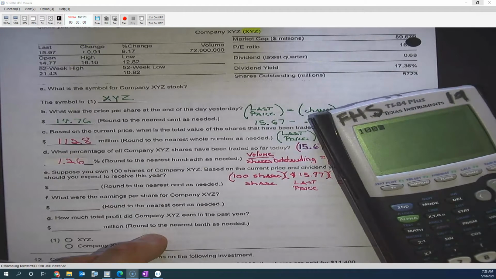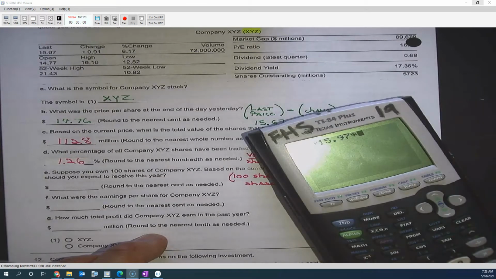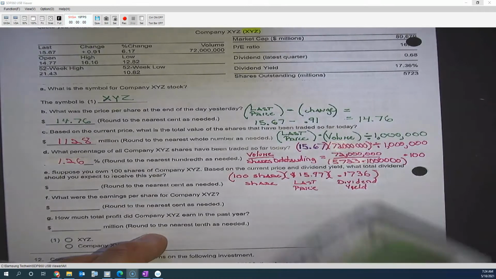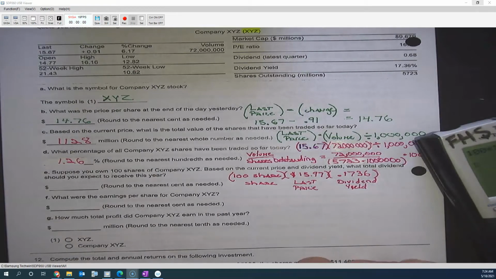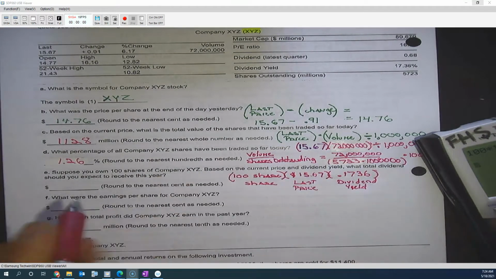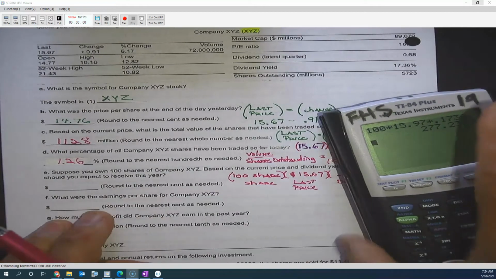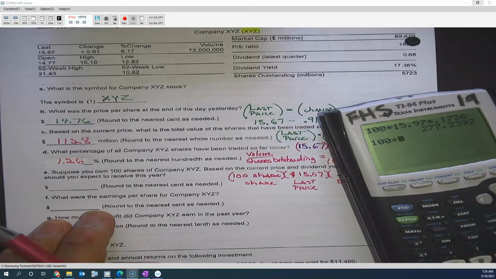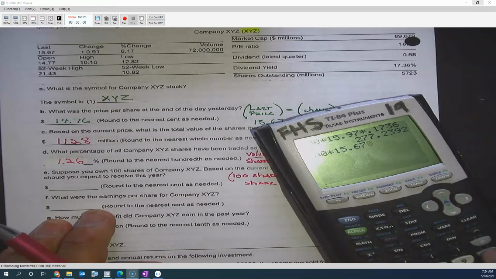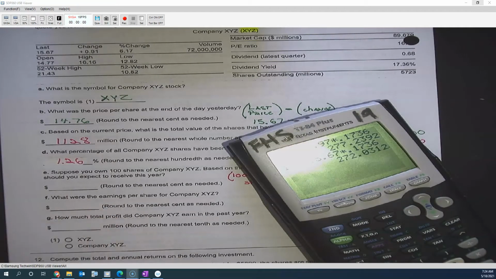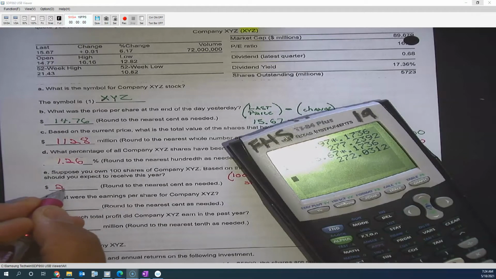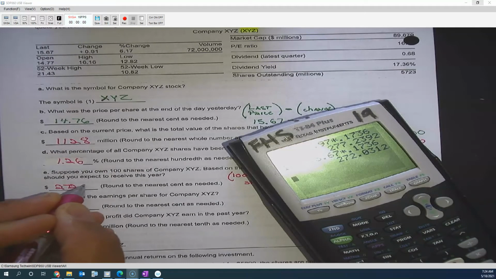So 100 times 1597 times 0.736. Okay. So let's try that again. 100 times 1567 times 0.1736. Okay, so you'd get a check for $272.03.